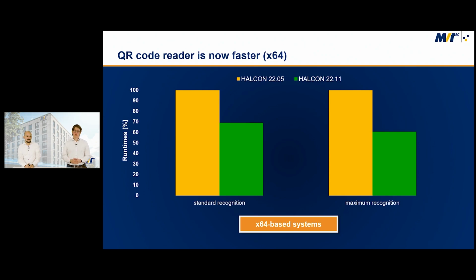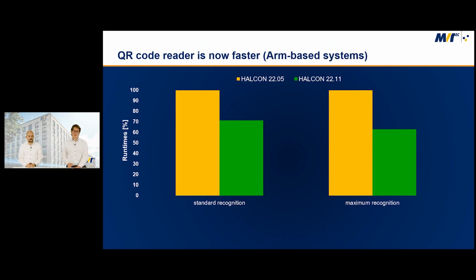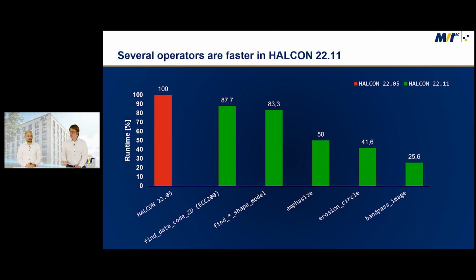The standard recognition now takes about 70% of the time that it used to take. Maximum recognition is even faster and only takes about 60% of the time that it used to take. As said, these times are quite comparable to ARM-based systems, as there is also, for standard recognition, 70% of the previous time, and for maximum recognition, 60%.